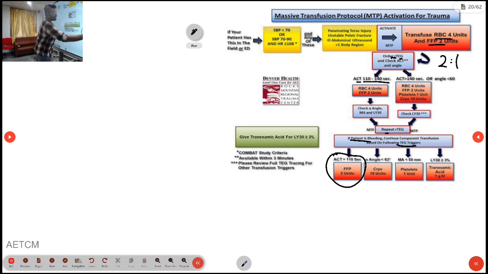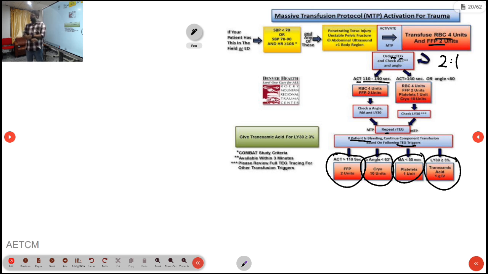And if the alpha angle is less than 63, we can give cryoprecipitate of 10 units. And if the maximum amplitude is less than 55 mm, we can give platelets 1 unit. And if the lysis LY30 percentage is more than or equal to 3%, we can initially start with tranexamic acid 1 gram IV. So these are the guidelines.